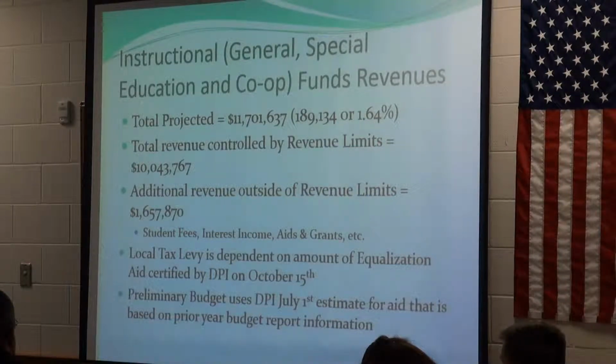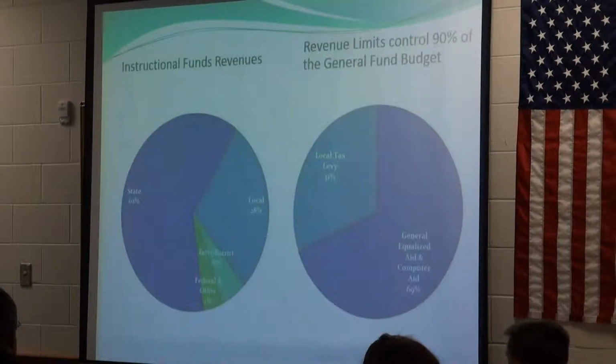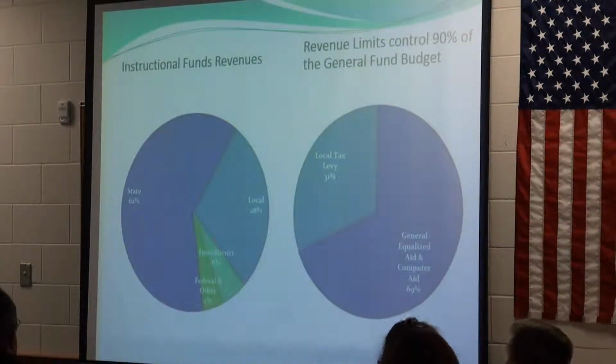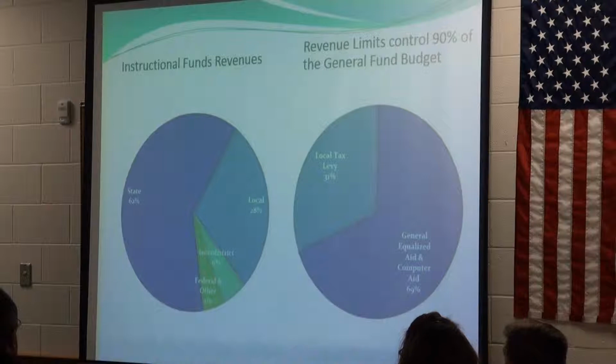The local tax levy is dependent upon the amount of equalization aid that we will receive, and we will not get that certified until October 15th. And for the preliminary budget, we utilize the July 1 estimates for equalized values. The state and local dollars of income make up about 90% of the district's operational revenues, and of that, 60% comes from state dollars.